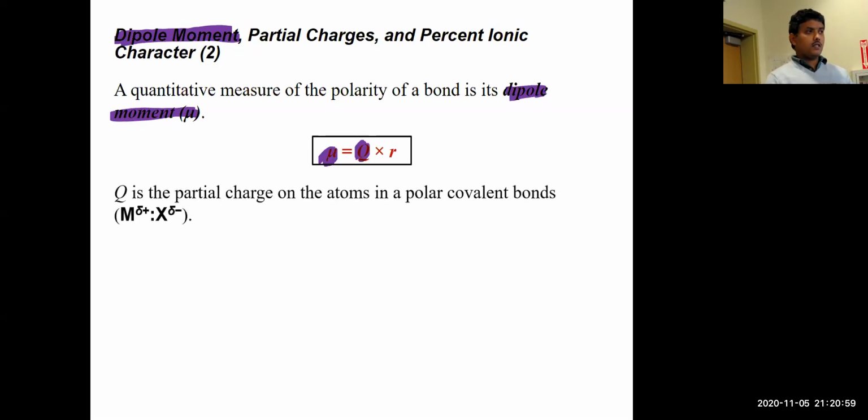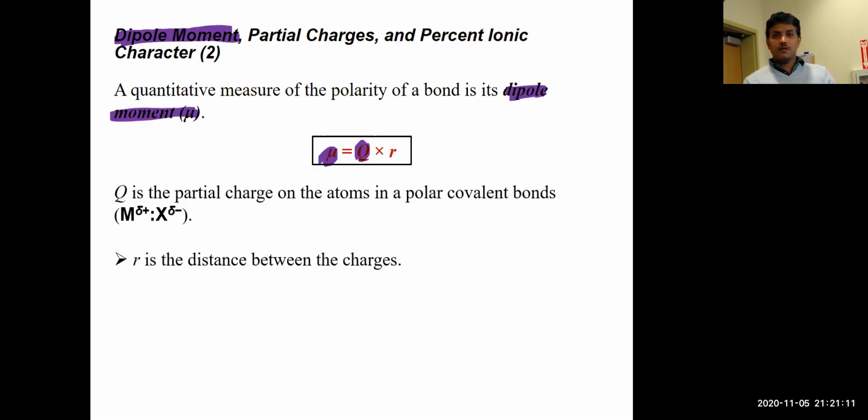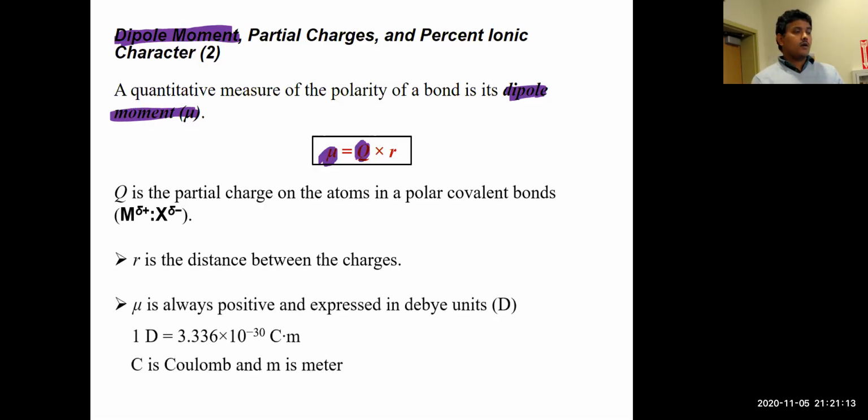So again, Q is the partial charges on the atoms. In the previous slide, I showed you partial charges on hydrogen and fluorine. That's the Q. And R is the distance between them. And you just need to know what units they are going to follow. Nu, the dipole moment, is expressed in Debye units.